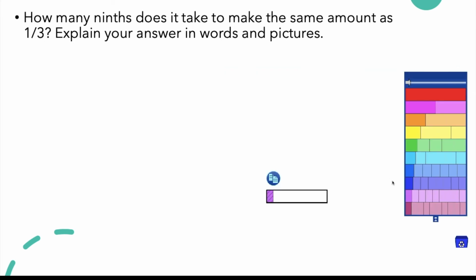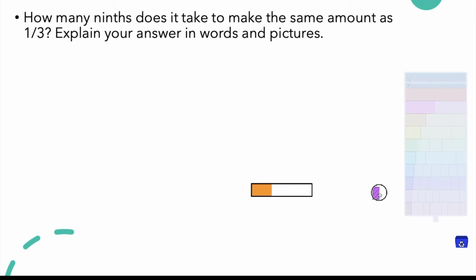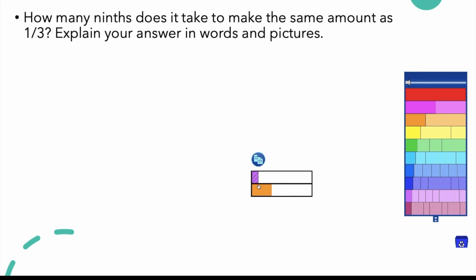So I'm going to pull out 1/9. Actually, let me pull out my thirds first. So here are my thirds. I have 1/3. I can check to make sure I pulled out the right one. If I had 3, it would be full. Great. So here's my 1/3, and I want to know how many ninths are equal to 1/3. So let me line them up. Now on your paper, you're going to draw blank fraction strips first and then fill them in. So here's 1/9, 2/9, 3/9. So I can see that it takes 3/9 to make the same as 1/3.